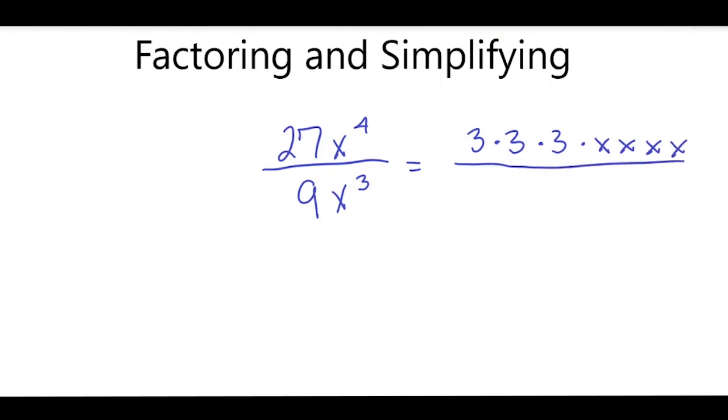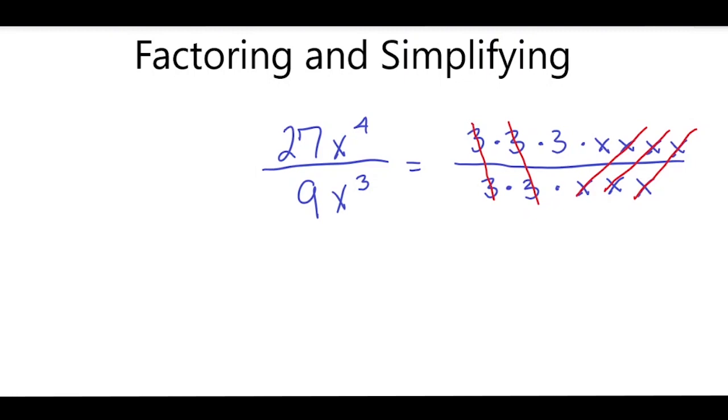And I'm going to put that over the prime factorization of 9x to the third, which will be 3 times 3 times x times x times x. Now I'm going to look for things that cancel on the top and the bottom, because anything divided by itself is 1, right? So I'm going to cancel those 3's and those 3's and those x's and those x's.